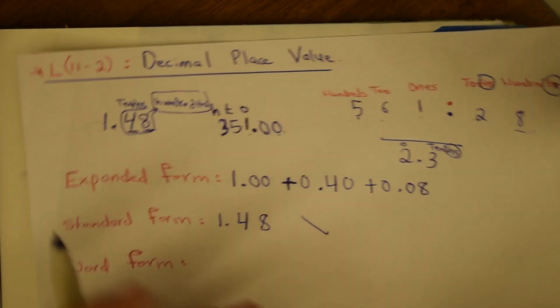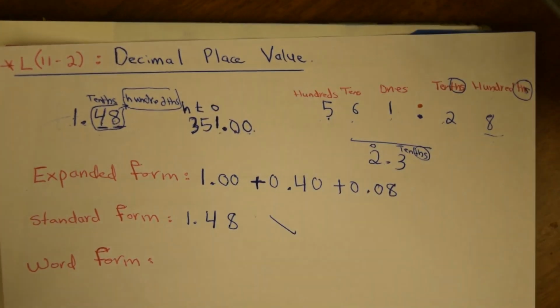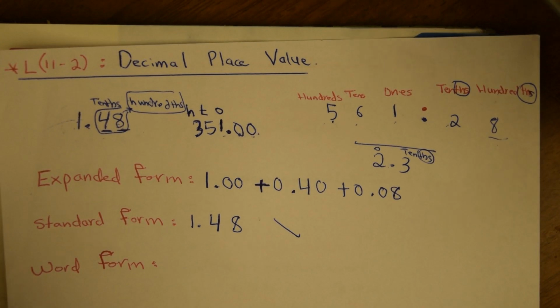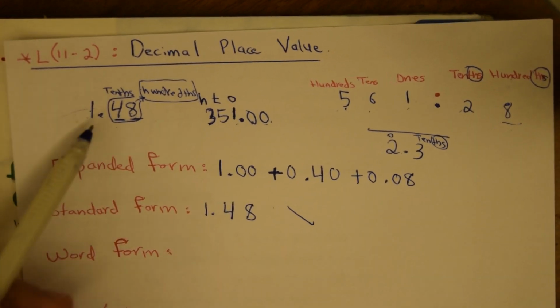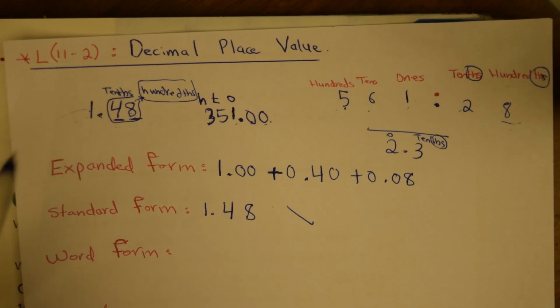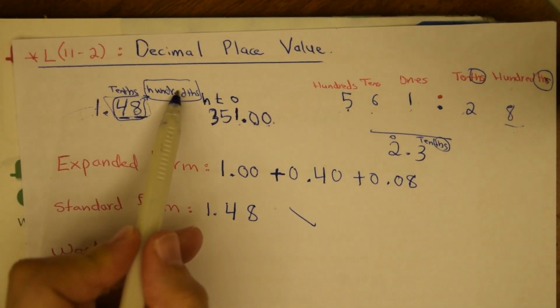So we said expanded form, I will expand the number, okay? And the standard form, you will put the same number. And for word form, I will write the number as I read it. So I will read it, then I will write it as I read it, okay? So how we said we will read this number, this is 1. Then I will read the whole number here, 48 hundredths, okay?